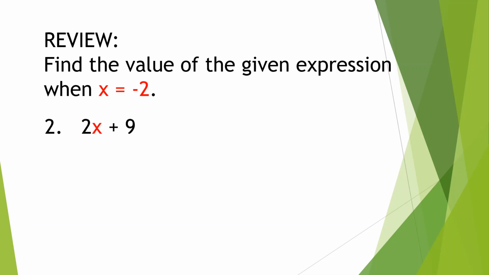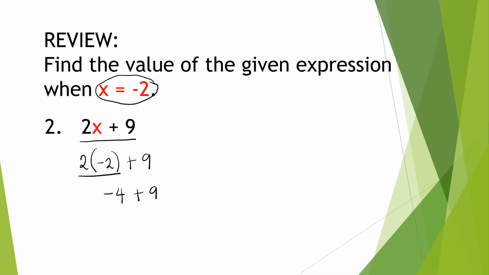Number 2. Find the value of the given expression when x is equal to negative 2. The given expression is 2x plus 9. Since x is equal to negative 2, first we have to substitute x with negative 2 in the expression. So this will become 2 times negative 2 plus 9. 2 times negative 2 is negative 4, plus 9. So the answer will be positive 5.